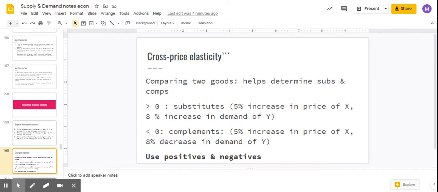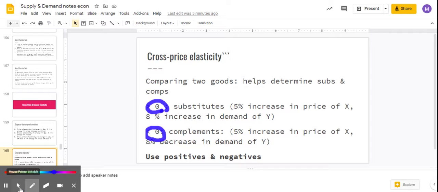Cross price, if you get a number that is positive, think of the positive relationship with substitutes. When the price of one substitute increases, demand for the other substitute increases. So positives are going to be your substitutes. If you get a number that's negative, it's going to be complements, because when the price of one goes up, they buy them together. If they're complements, people buy less of complement X, and also they buy less of complement Y. So remember, negatives are complements, positives are substitutes.